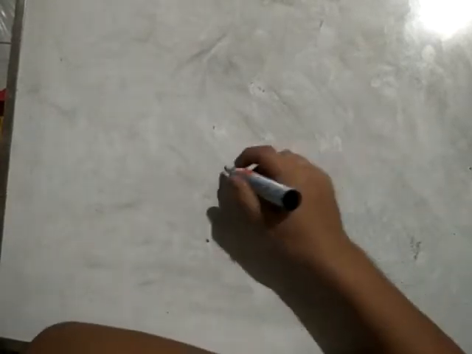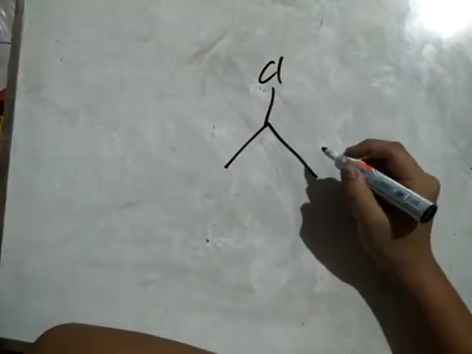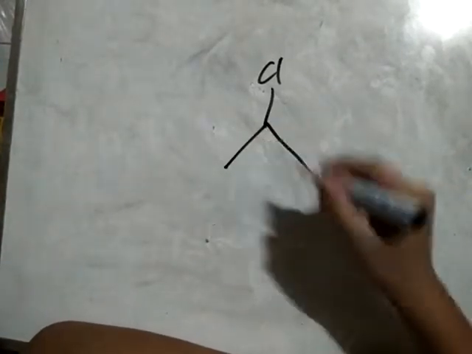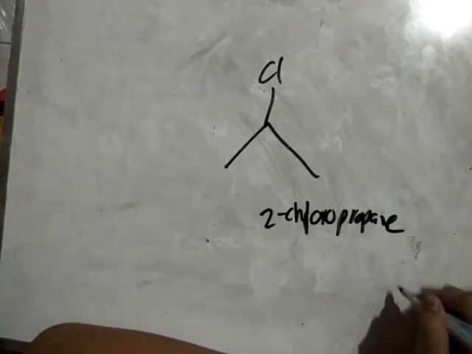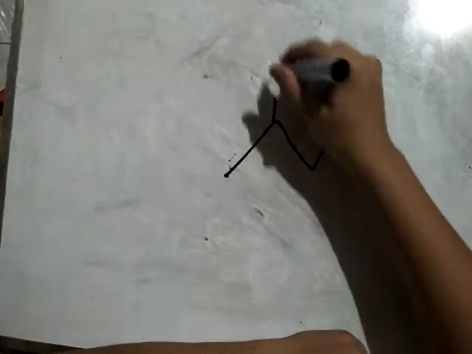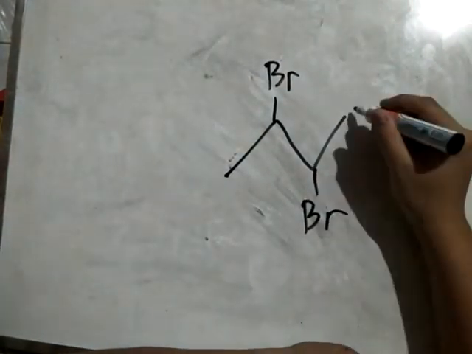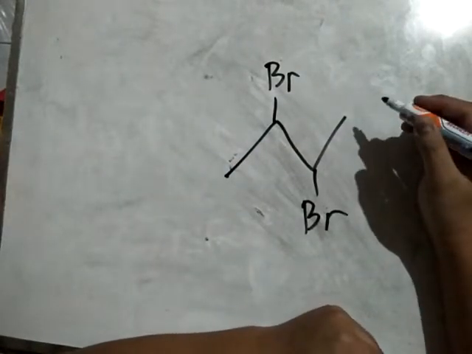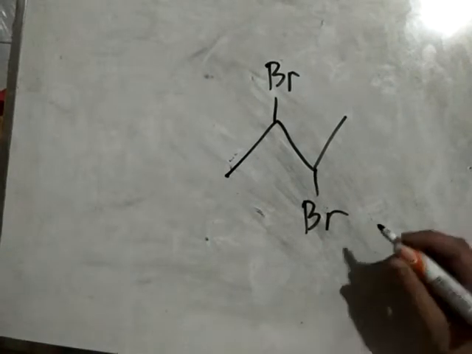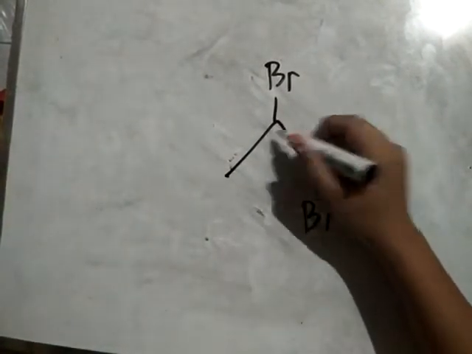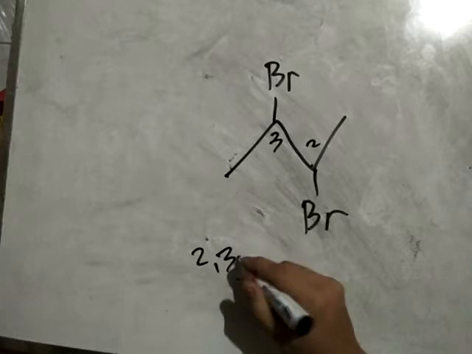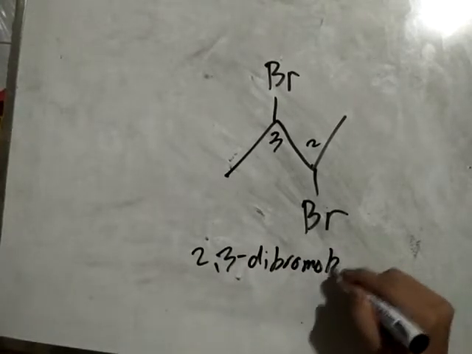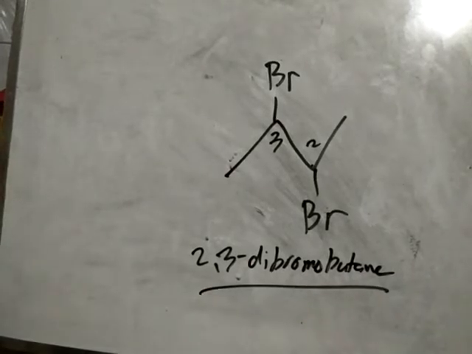Okay, let's have some examples with that. So let's have one, two. So this is a propane. So 1, 2, 3. This is a 2-chloropropane. Other things. Oh, let's have, we have this here, which is a butane, and it has bromine on carbon 2 and 3. So this is 2,3-dibromobutane. And that's okay. So that's it.